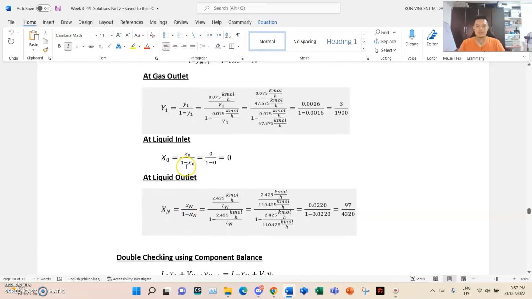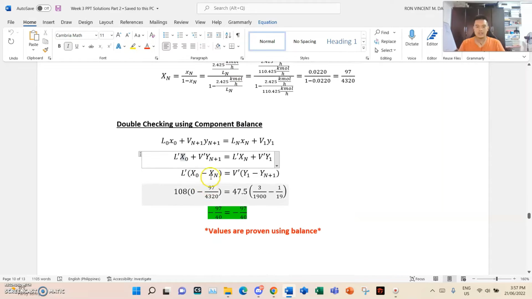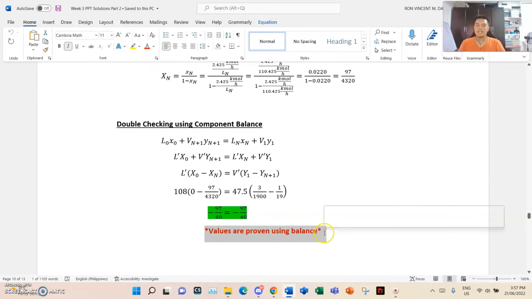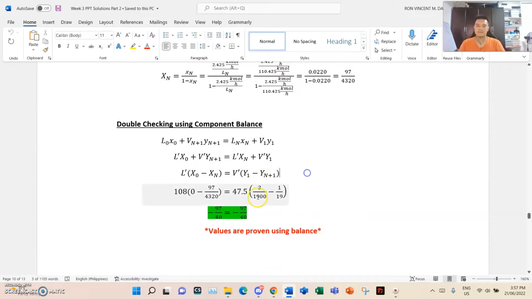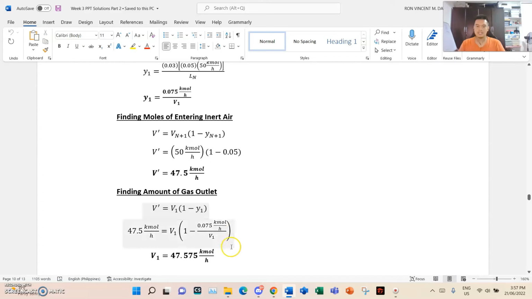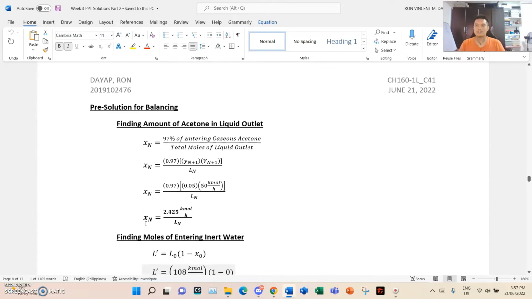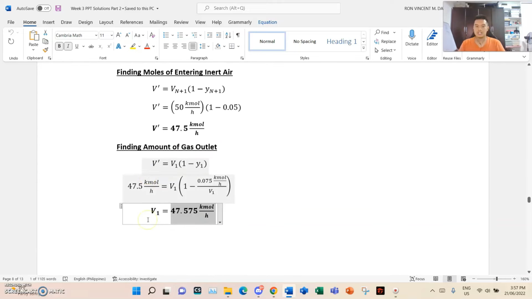So substituting all values stated here and the values calculated earlier, in the left side, the amount of acetone going in is this value. And the amount of acetone going out is also this value. If these values are both the same, this means that it is balanced and proven by material balance, and it does not go against the law of conservation of mass. So this essentially means that all values calculated are proven mathematically and logically.